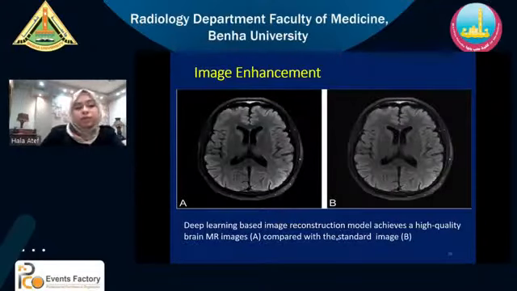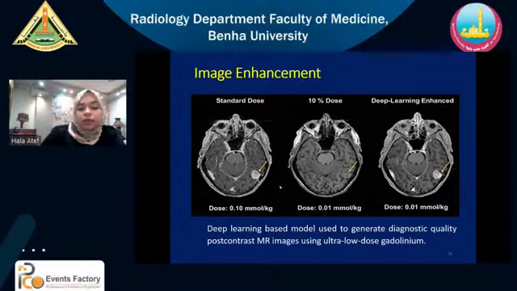What about image enhancement? Look at these two images. Which one looks to be with better enhancement? Yes, this is with better enhancement. This image is from a deep learning based image reconstruction model, which achieves high quality brain MRI images compared to the standard image.